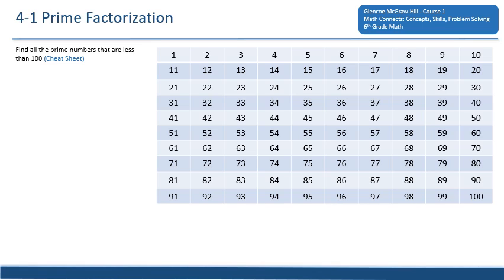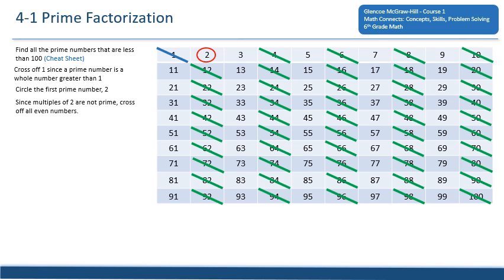We're going to find all the prime numbers that are less than 100. We're going to cross off 1, since a prime number is a whole number greater than 1. And 2 is a prime number. Since multiples of 2 are not prime, cross off all even numbers. So you see we've crossed those off.